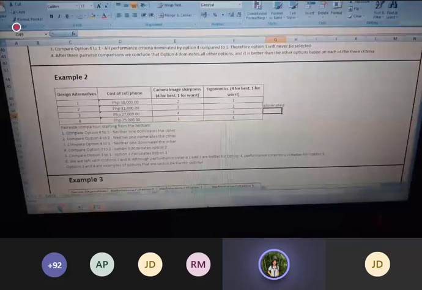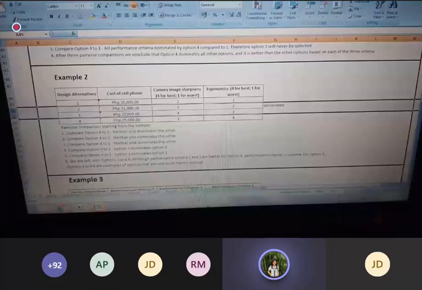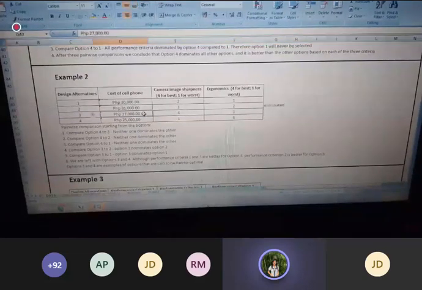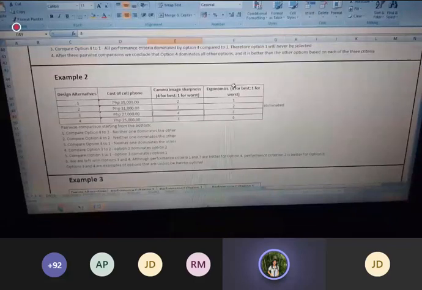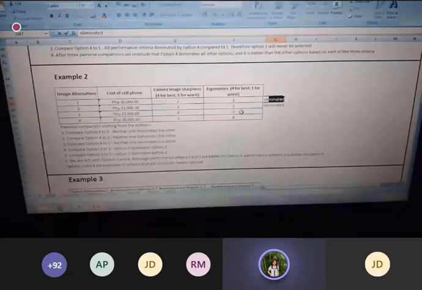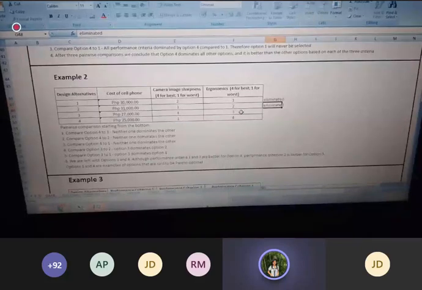How about comparing option 3 to 1? When it comes to the cost of the cell phone, option 3 is better. When it comes to the camera image, option 3 is better. For ergonomics, option 3 is better. So again, option 3 dominates option 1 in all the performance criteria mentioned. So this would be eliminated and would not be considered as a Pareto optimal.